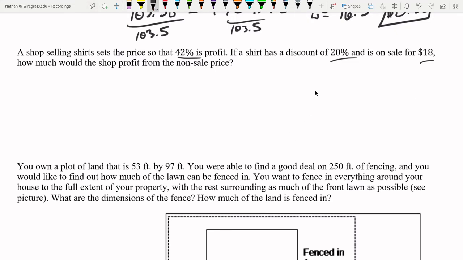Okay, so we're trying to find what is the original price of the shirt, and then we can find what is the profit that's from that shirt, because 42% of the original price of a shirt is profit for the shop. Let's do price, and then I'm going to use a subscript here. Price original, a subscript of O for original. So the price original is going to be the original price for a shirt.